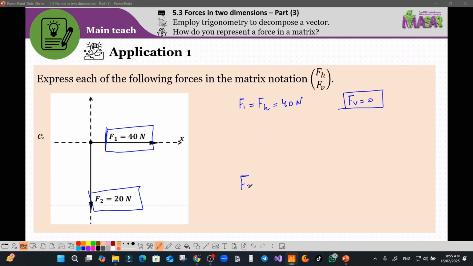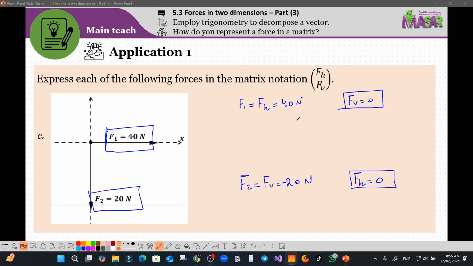And for F2, it's completely aligned with the y-axis. So this is the FV, which is equal to 20 Newton. But since it's directed downward, we will need to add the minus sign. And for the FH, it will be 0.